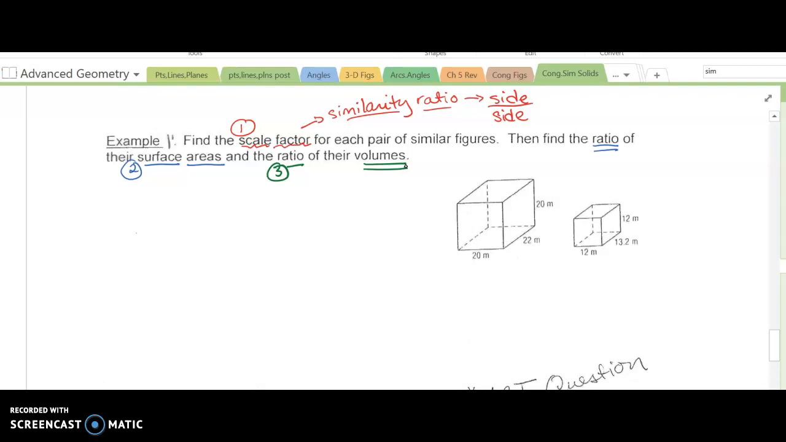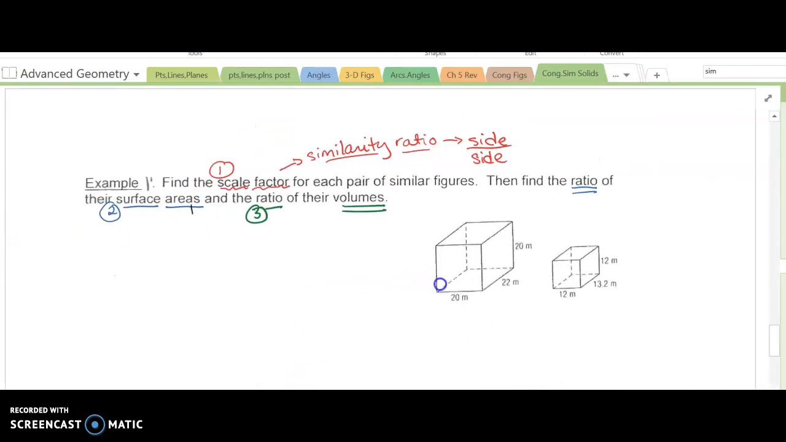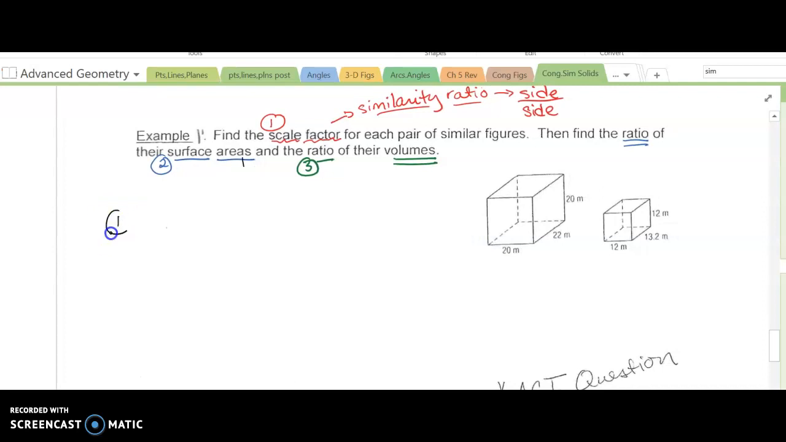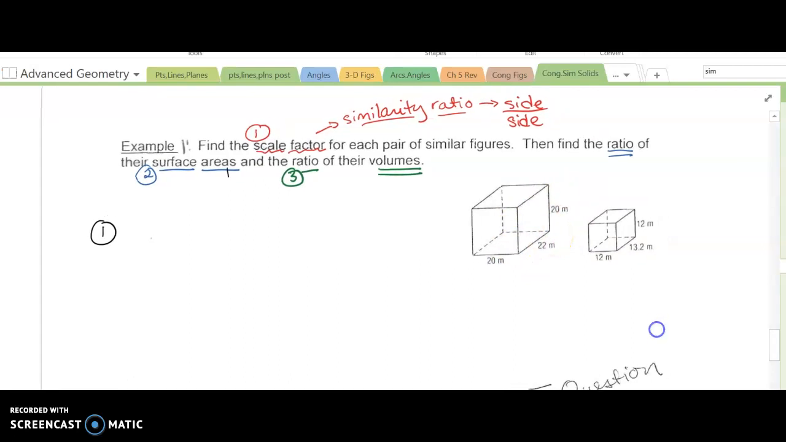Okay, so number 1, if these two figures are similar, this larger cube on the left, it's not technically a cube because the dimensions are not all the same. So rectangular prism is what this is. So if they're similar, all the matchy-matchy sides should all reduce to the same fraction. So it doesn't matter if I pick 20 and 12 or 22 and 13.2, all of those fractions should reduce to the same thing.